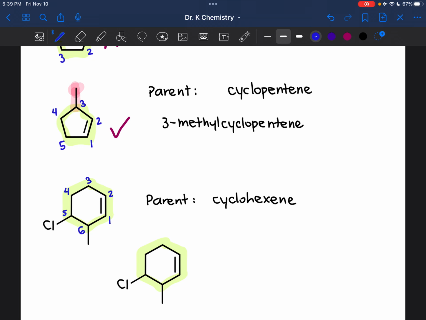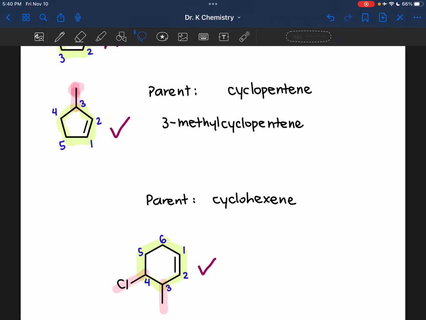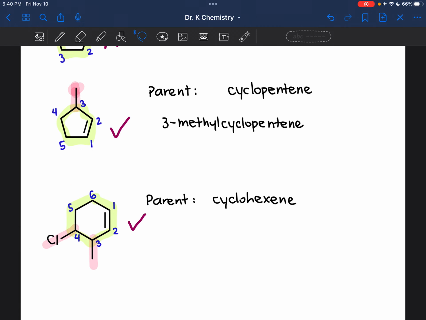And in that scenario, the substituents would be on carbons 5 and 6. Alternatively, I could call this carbon 1 and then continue in a clockwise pattern. And in that case, the substituents are on carbons 3 and 4. So I want the option that gives the substituents the lowest possible number, not the higher number, because in either case, the double bond is on carbon 1. So I'm going to delete the one I don't want, and I'll keep this one, and then I'll name the rest.